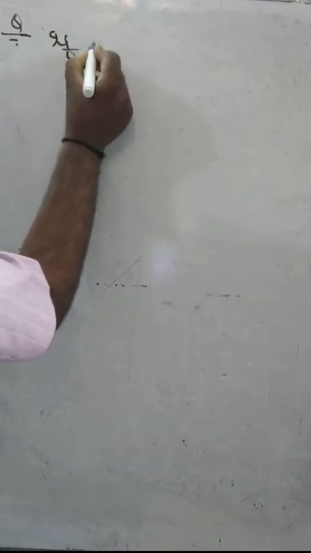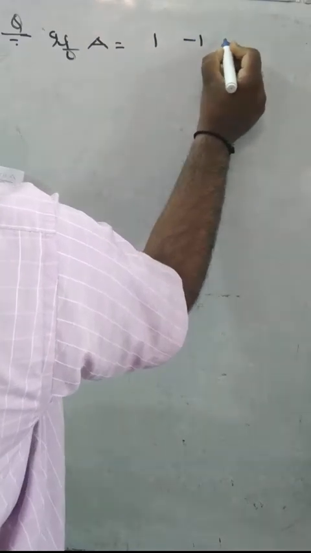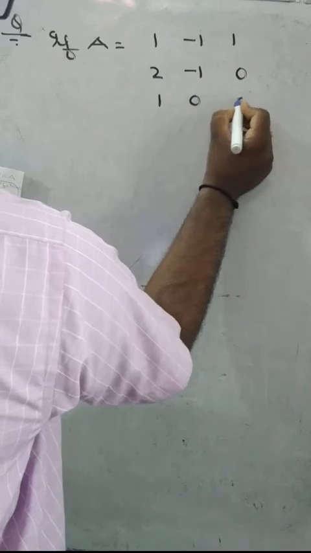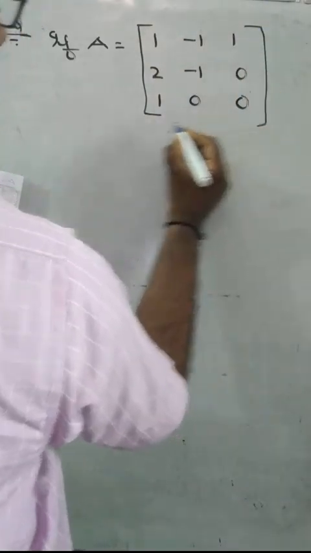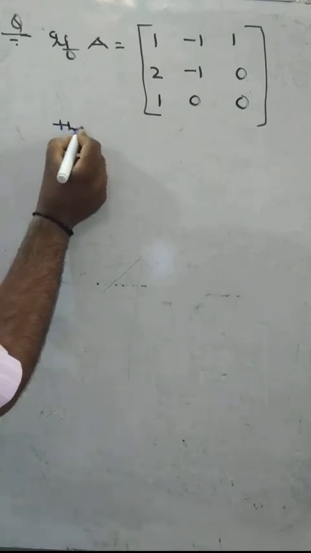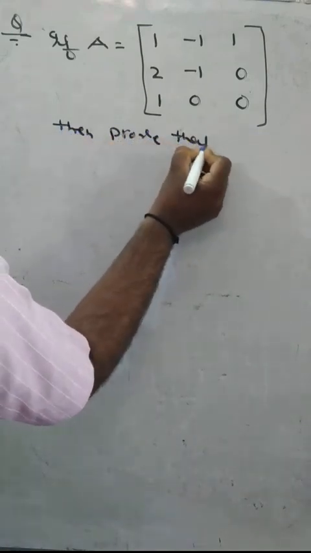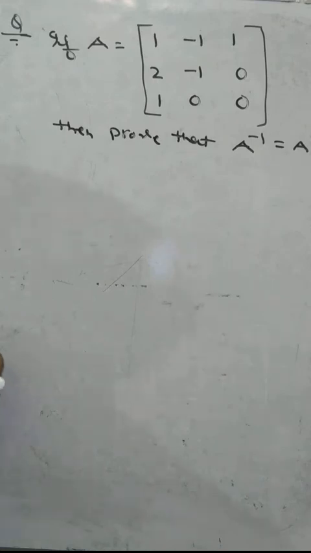If A is equal to 1, minus 1, 1, 2, minus 1, 0, 1, 0, 0, then prove that A inverse is equal to A square. Solution.